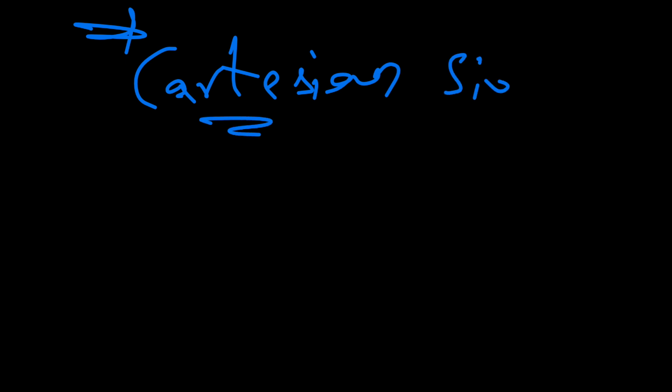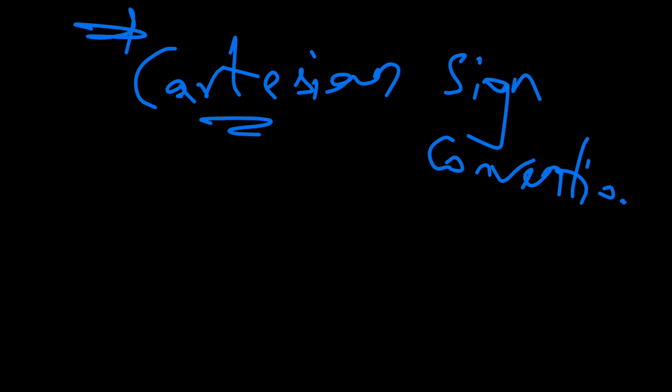Cartesian sign conventions, right? So before solving the mirror problems, we must know the signs of different quantities. In physics, we follow the Cartesian sign conventions. Okay, let me draw the concave mirror first. For this concave mirror, you know those 6 situations, right? Let me draw one. Okay, let's say this is the principal axis.